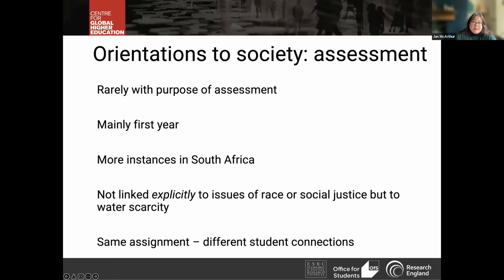There were more instances in South Africa, which didn't surprise us. But those in South Africa were not explicitly linked to issues of race or social justice, but were because at the time there was a huge water scarcity problem and the students were trying to address that. So, of course, even though it wasn't explicit, issues of water poverty are closely linked to race and social justice in South Africa. But what was also interesting is that students could have the same assignment, but make very different connections. So some would connect it to society and some wouldn't.